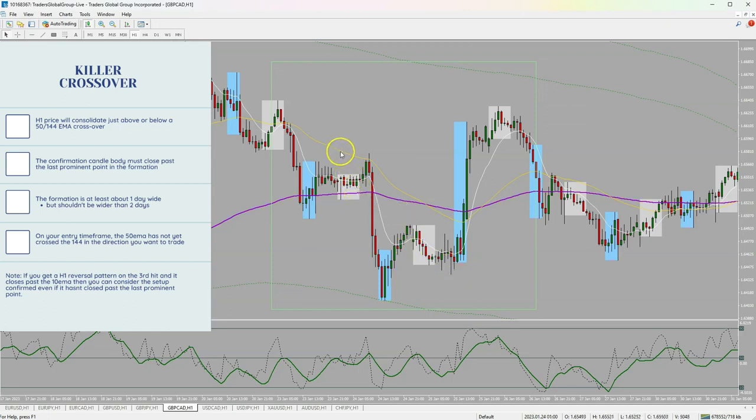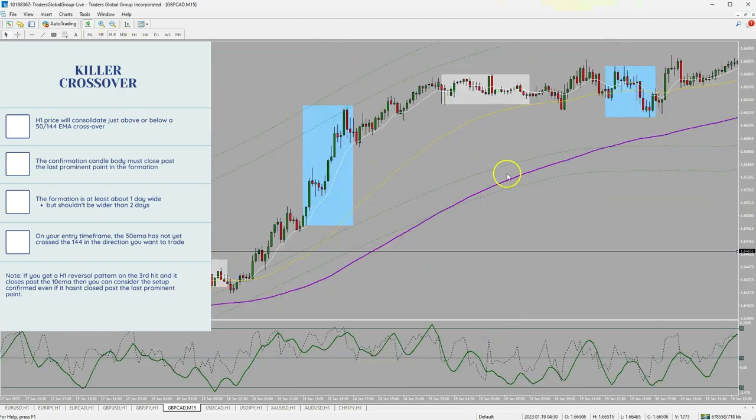Now, in this situation, the prominent point is a little bit more difficult to spot, only because the 10 EMA is kind of in the way, to be honest, which is my white line. But I consider the last prominent point to be right here at the top of this body, because you had price coming down, and then it kind of did like that, then went up. So that's why I said that's my last prominent point right there. This confirmation candle right here is the one that closed past that prominent point.